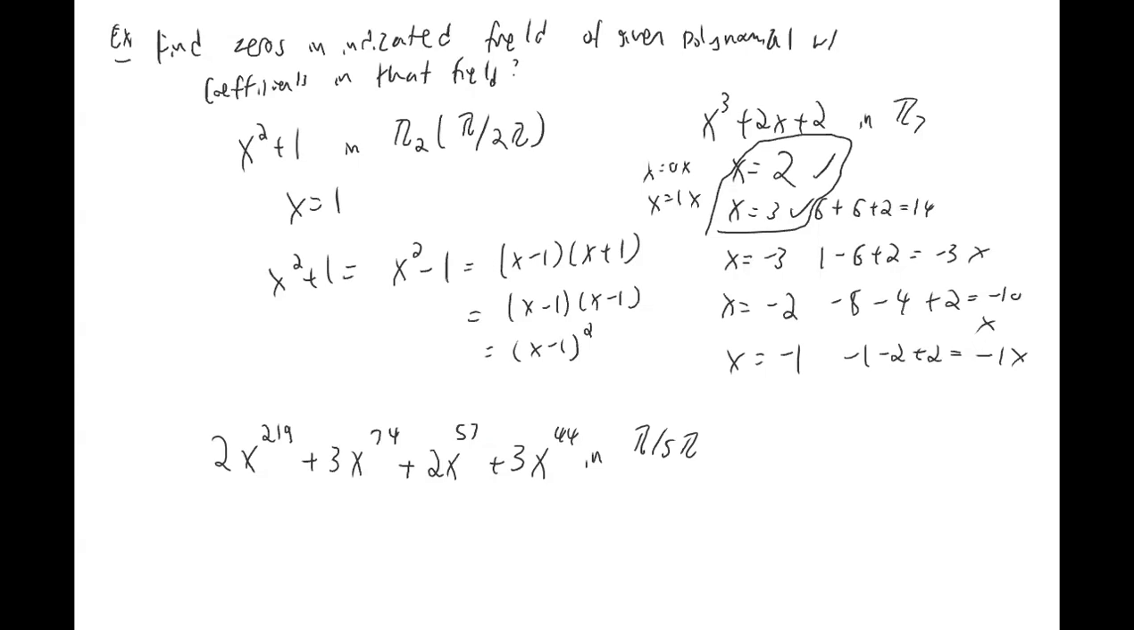Okay, there's an obvious 0. What is it? It's x equals what? There's an obvious one, 0, because there's no constant term, right? And obviously x equals 1 is also a root, right? Because 1 to any power is 1. So 2 plus 3, 2 plus 3.